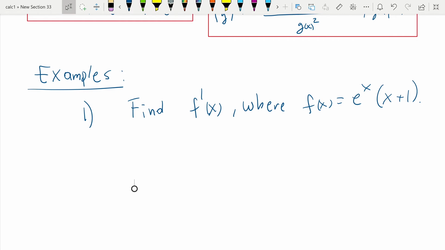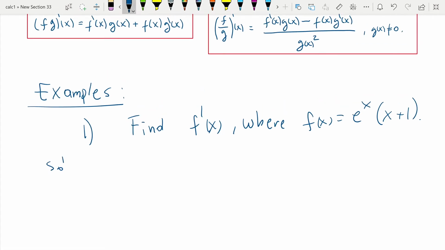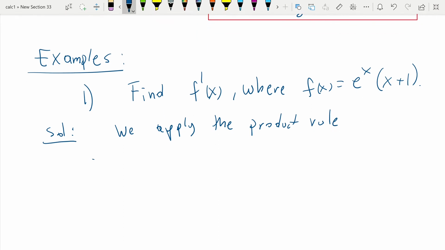So what is the derivative of f in this case? We apply the product rule. So the solution here is to apply the product rule, right? Because f prime will be equal to the derivative of the product of two functions: e to the x, this will be our first function, times x plus 1, this will be our second function.